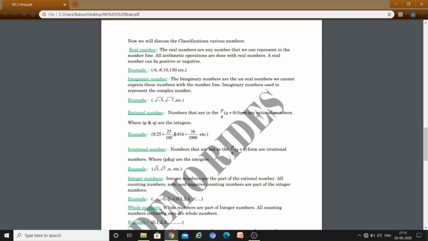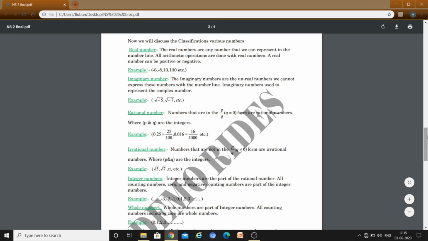Same as 0.016, we can represent it as 16 by 1000. Here we can represent this number in p by q form, and the q, which is 1000, is not equal to 0. So we can say that this 0.016 number is a rational number.